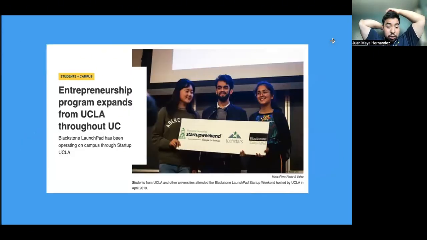And here you can see a screenshot of the event that I photographed in my second year at UCLA. This happened in 2019. And I took these photos. They paid me for this time. And then eventually, I also started taking photos for another event called Startup UCLA, and I could get into that a little bit later.